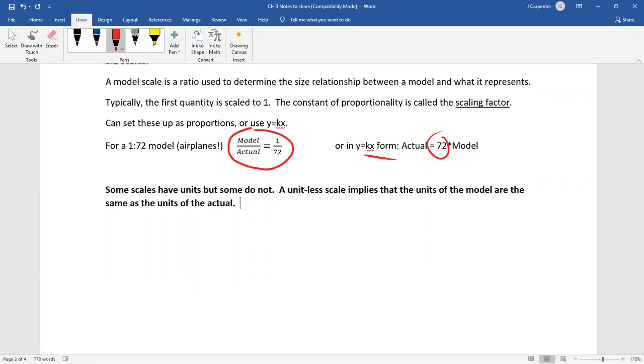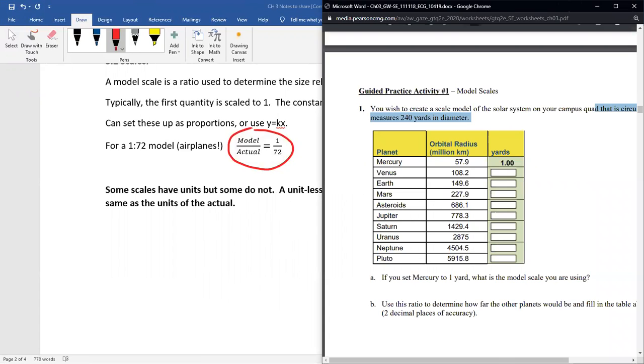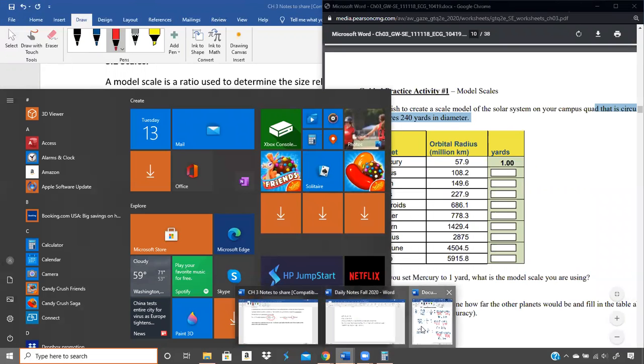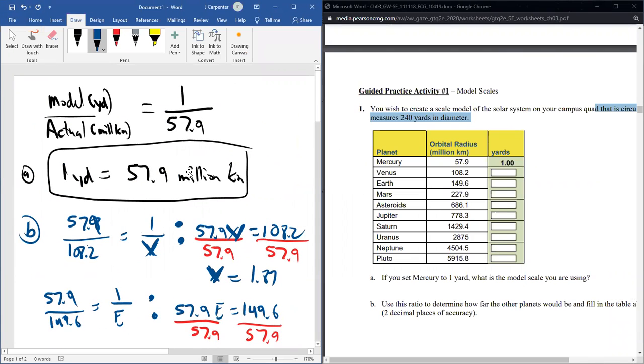So when we were just doing the planets, that had units. Inside of that scale, if you wrote everything out meticulously, it's, let's say, 1 inch is 72 feet. So that would have units there. Or for our planet problem, we said that 1 yard was 57.9 millions of kilometers.